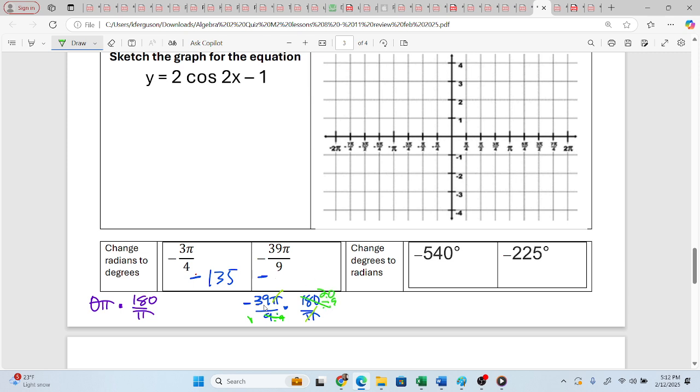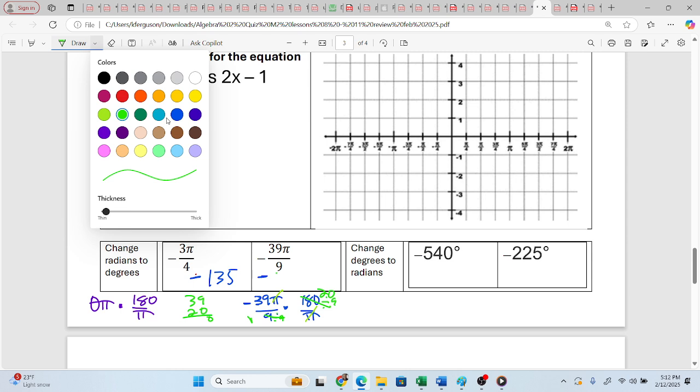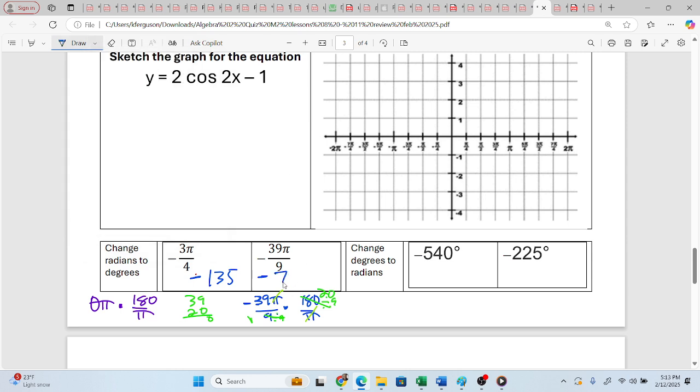So now I've got 39 times 20. Well, that's not so bad, because if it's times 20, all I got to do is multiply this by 2 and put a 0 on the end. 39 times 20. Let's just put the 0 and then multiply by 2. So 39 times 2 is what, 78? So that's going to be 780, sorry, 780 for my degrees.